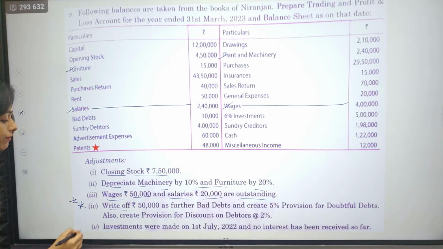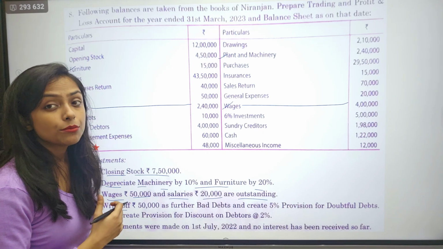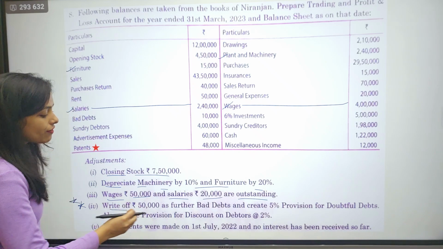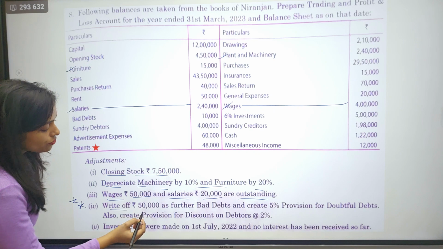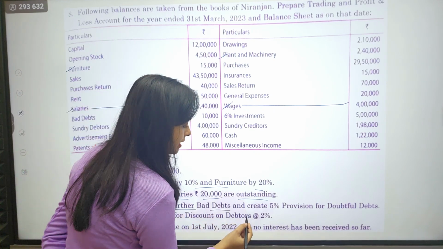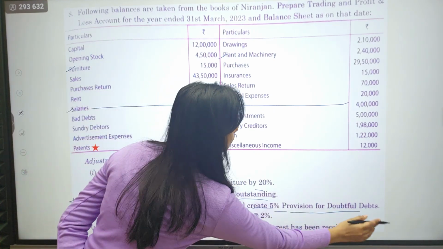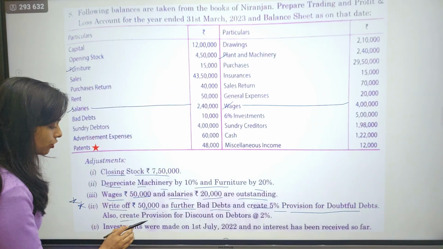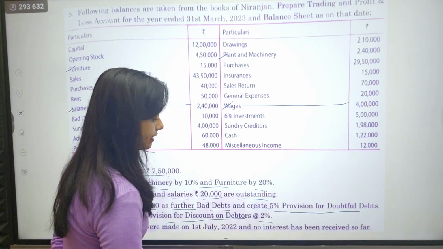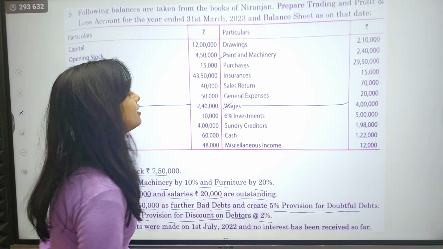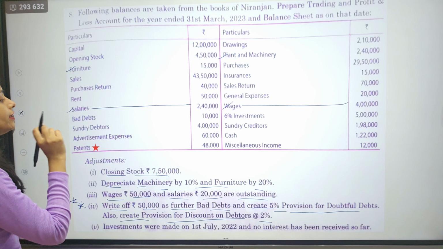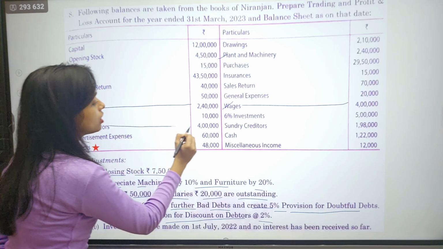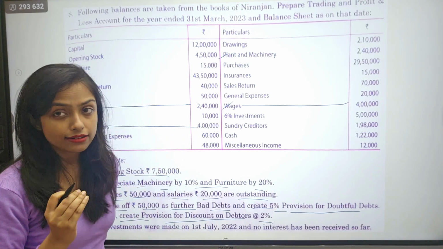Now, this is an important point. Please note, I am going to give you a very good summary also for this because people find it very difficult sometimes. So I will give you a good summary for this as well. Write off 50,000 as further bad debts and create 5% provision for doubtful debts. Then you also have to create a provision for discount on debtors at the rate of 2%. This is just too much. Now let's understand how we are going to do this. First thing, you find your sundry debtors. 4 lakh rupees are your sundry debtors.